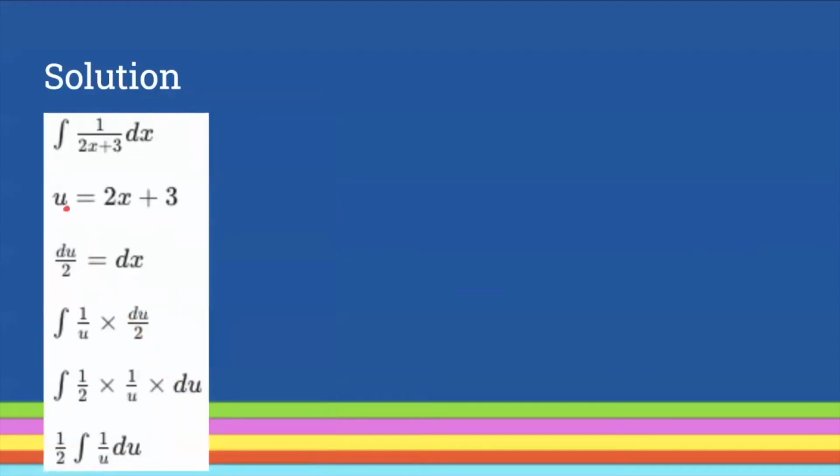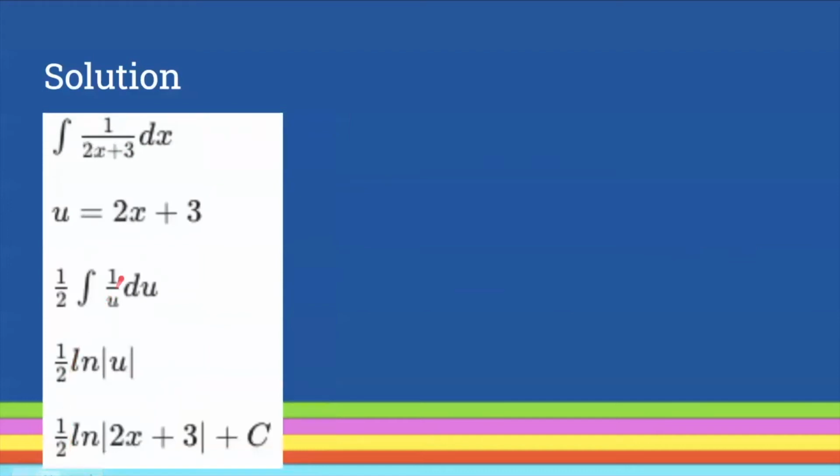Okay, and then we substitute these values back into our original integral. So 2x plus 3 is equal to u, and then dx is equal to du over 2. And then we have a constant 1/2 right over here. So we can just move that out of the integral. And then we have the integral of 1 over u du. We know that is ln of the absolute value of u. And then now we unsubstitute u equals 2x plus 3. And then this right here is our final answer.